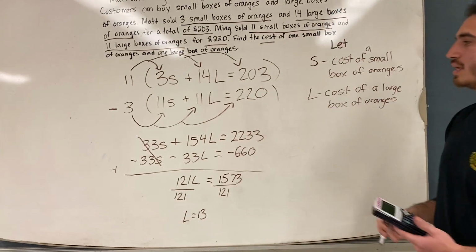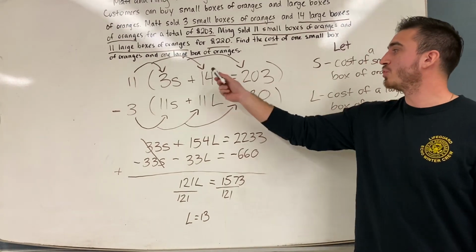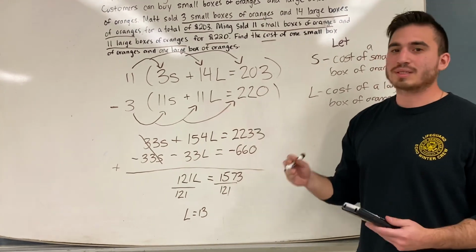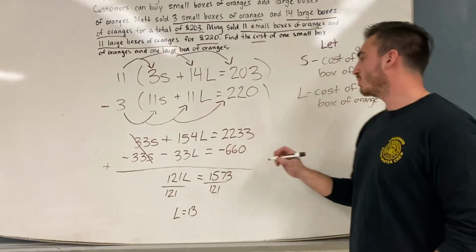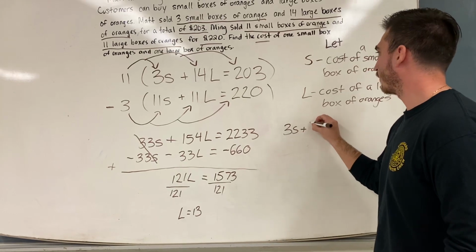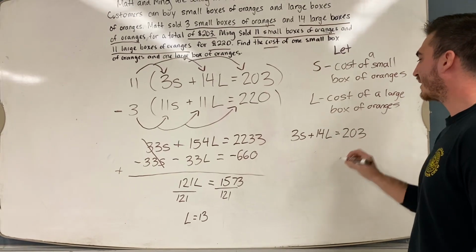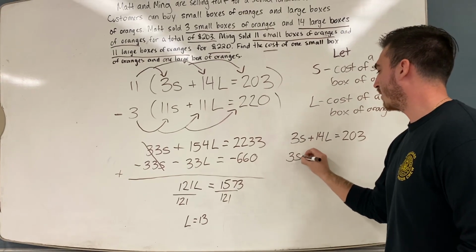But we are not done. We must then find our S. In order to do this, you're going to choose either of your original equations. Does not matter which one. I'm going to choose the first one. So I'm going to rewrite the first one, 3S plus 14L is equal to 203. And since I know what L is now, I'm going to plug in for L.